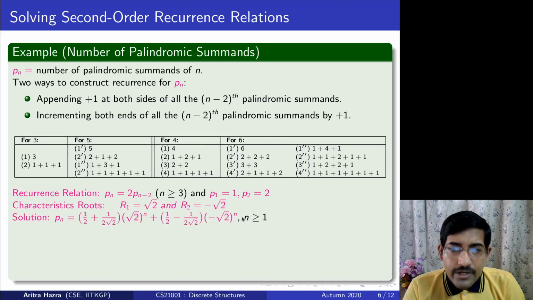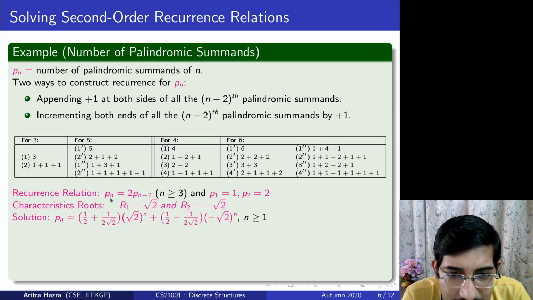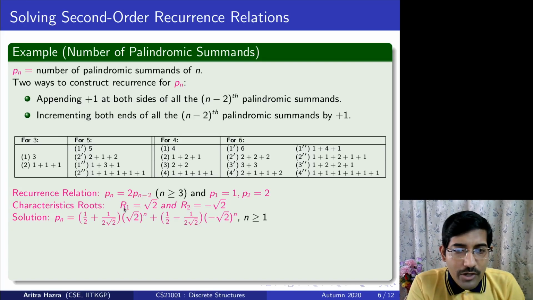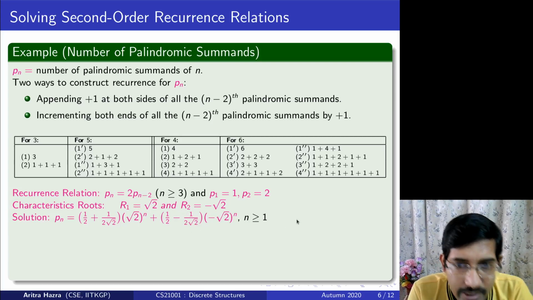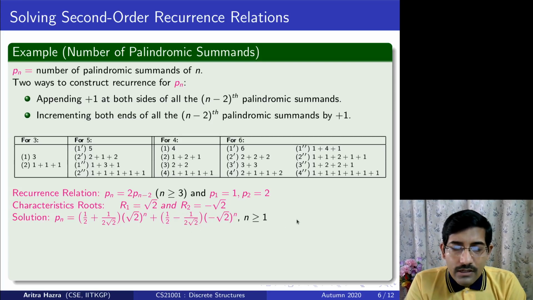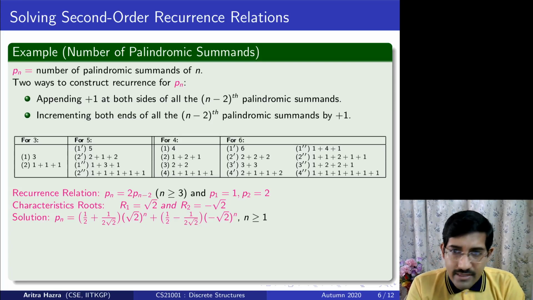Now if I try to solve it, the characteristic equation is here: x squared minus 2 is equal to 0. So x equals root 2 or minus root 2. Solve for the constants and you will get this. Now for any n, I get this as my answer.